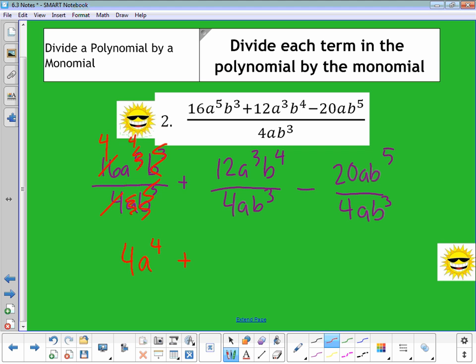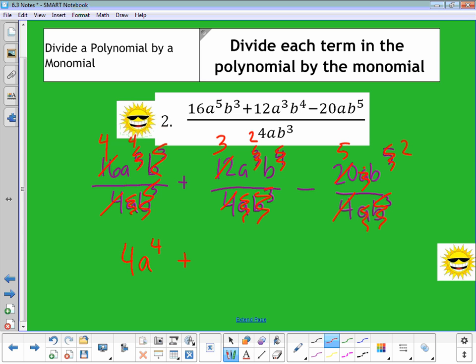In the middle one, 12 divided by 4, I can take out a common factor of 4, that's 3. a^3 over a, that's going to be a^2. And b^4 over b^3, three b's are going to cancel, and I'm going to be left with just b up on the top. And then the last one, 20 divided by 4 is 5. a over a goes away. b^5 over b^3 is going to leave me with b^2.